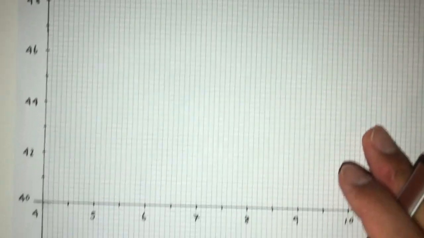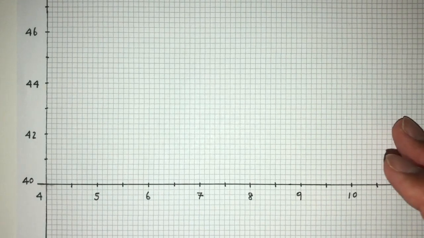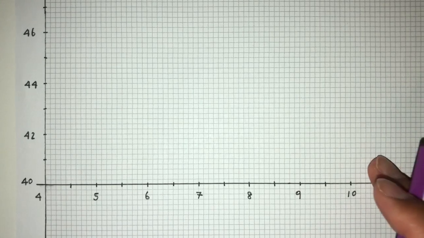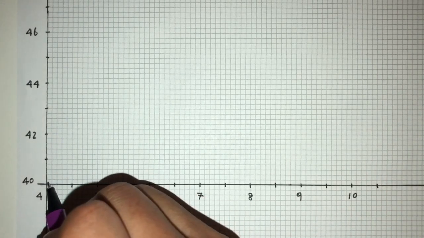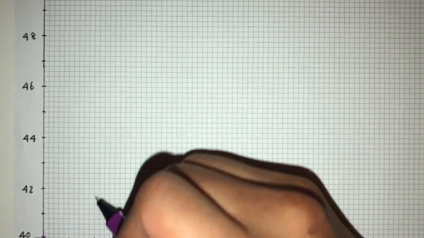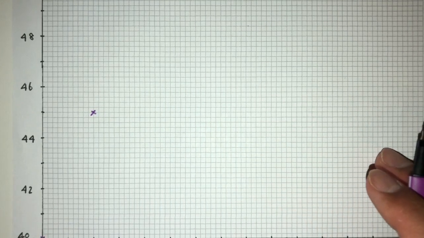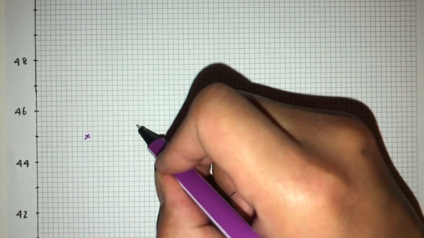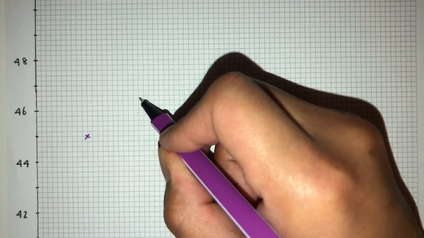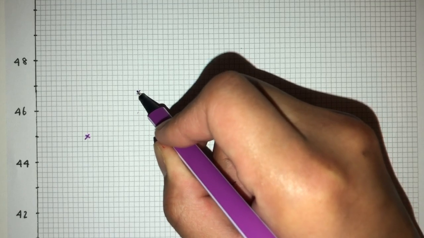So I was able to first draw the axis. Now I have to plot the points and join them by a smooth curve. So let's do one by one. The first point is 4, 40. That will be right here. I have the point 5, 45, should be this one. I have the point 6, 46.7. 46.7 will be here, right?